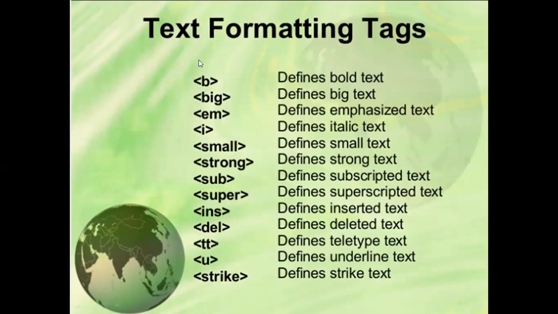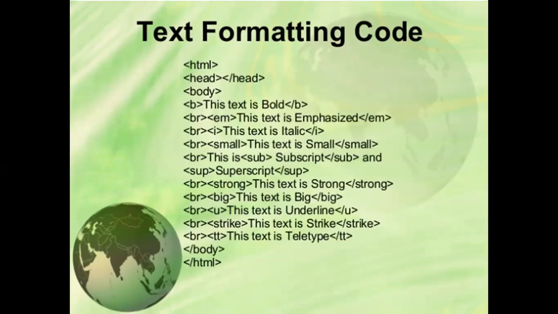These are the other tags available. B, like it is written, is used for bold text. Big, used for big text. In your syllabus, only 3 are there: B for bold, I for italic, and U for underline. Rest of them are just given for the special notes. If you want to, you can definitely use them. Superscript, subscript, emphasize text, strong text, underline, strike through, etc.